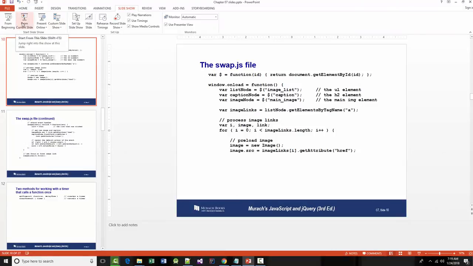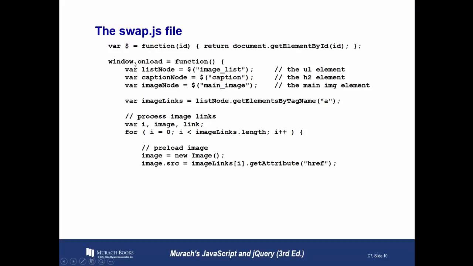So let's talk about what's going on there instead. Okay. So this is the swap part of the application as shown in your textbook on page 209. In the onload event handler that you see right here, the first three statements that are here get the objects for the UL element, and that's the image list. They also get the H2 element for the caption and the image element that displays for the enlarged image. These objects are nodes in the DOM.